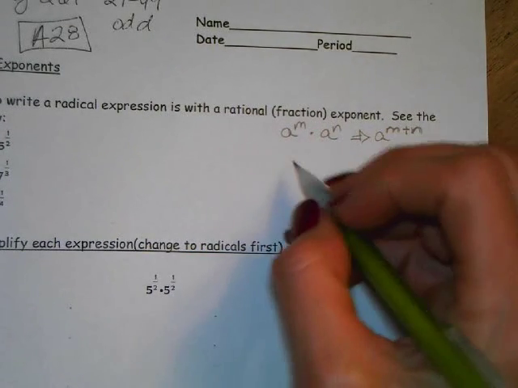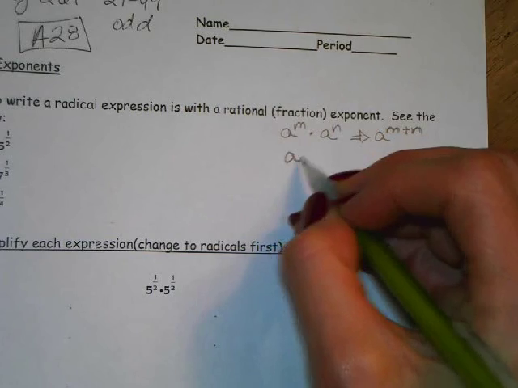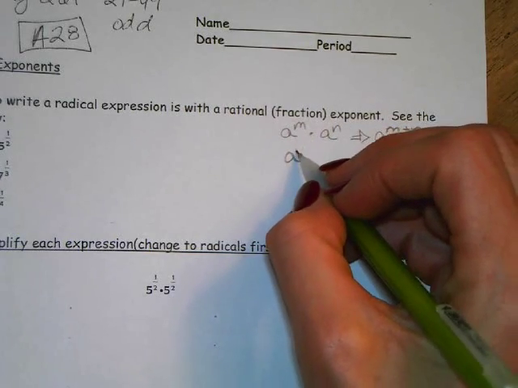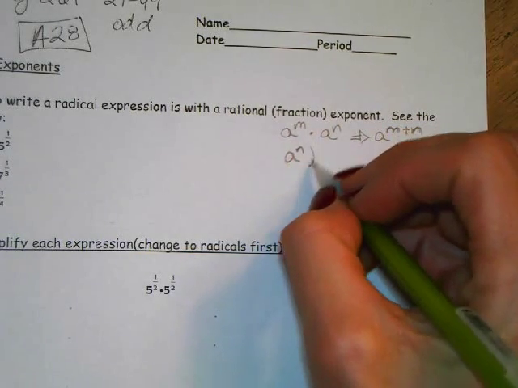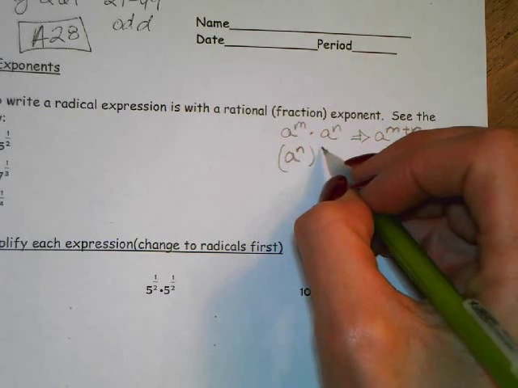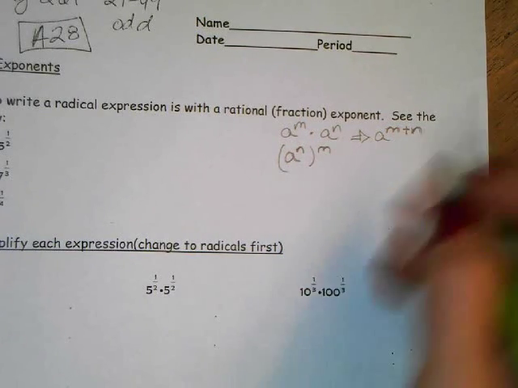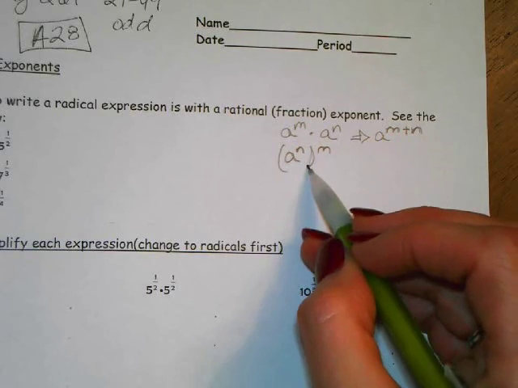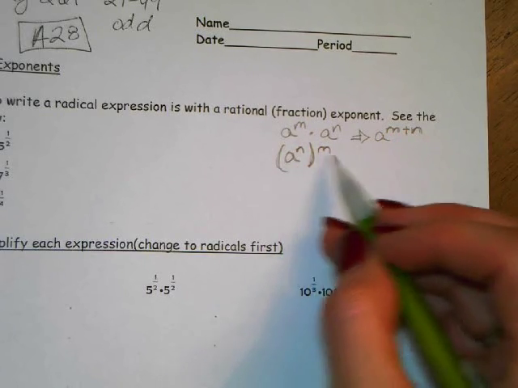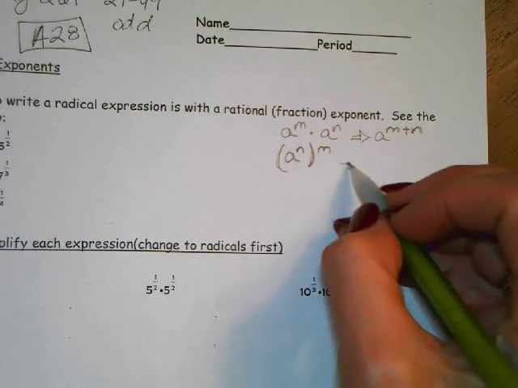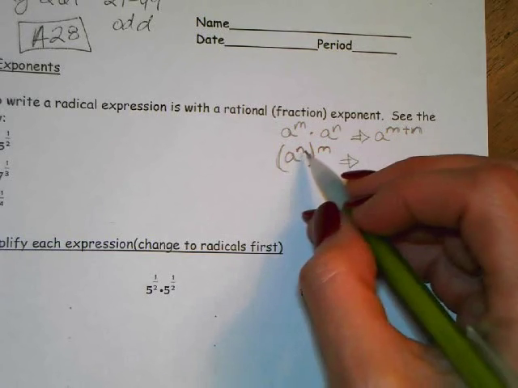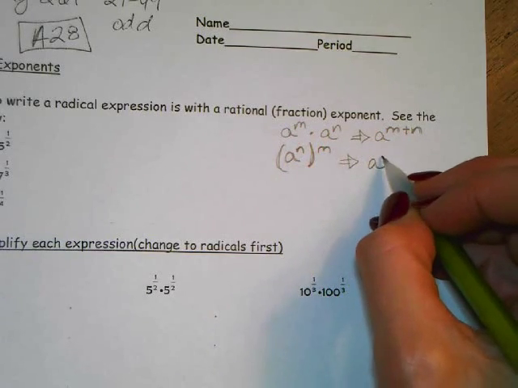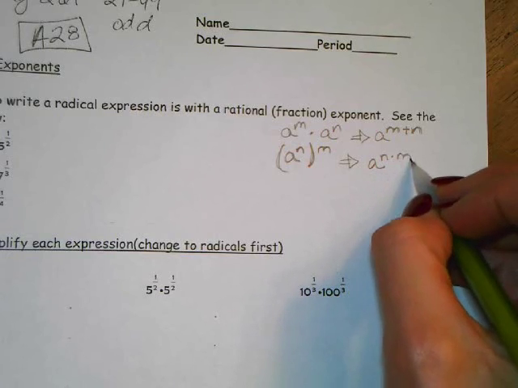The next rule we have is if there is a variable with an exponent that is being raised to a power up here. When it's to a power, so it's actually being raised to that on the outside, then the rule is multiplying. So I would take the m times the n. So it would be a to the n times m.